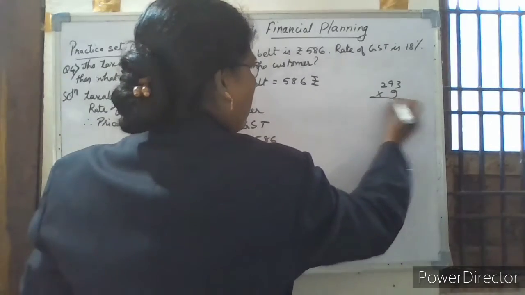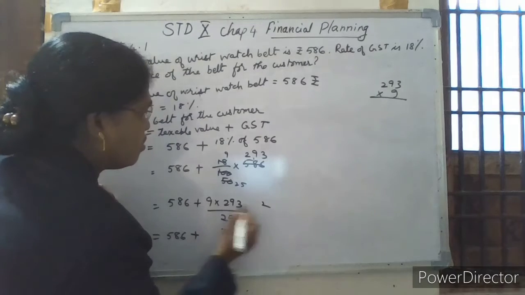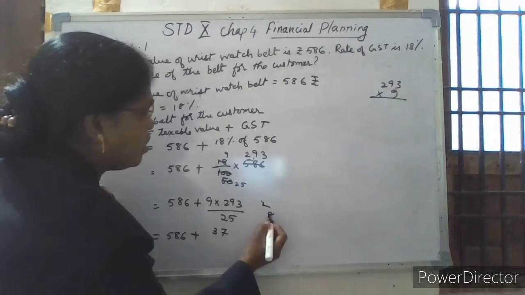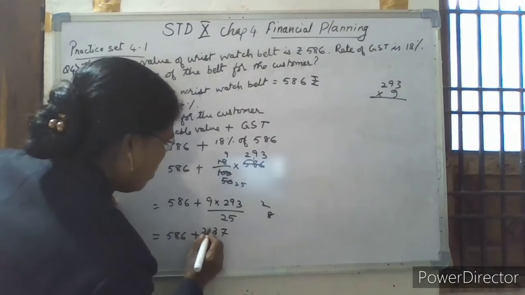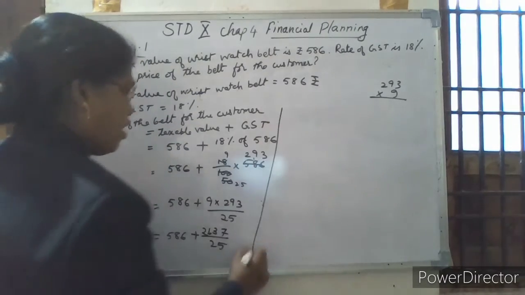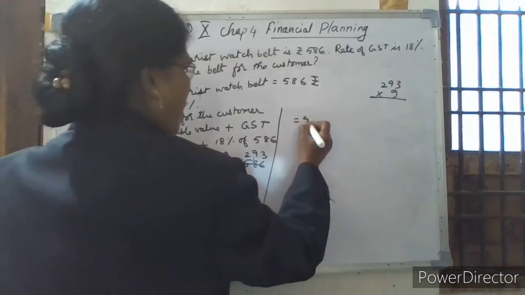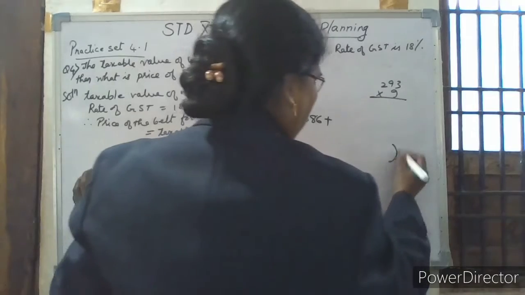9 3s are 27, carry 2, 9 9s are 81, 82, 83, carry 8, 9 2s are 18, 19, 20, 21, 22, 23, 24, 25, 26. This upon 25. So this is equal to, as we will continue, 586 plus. Now you have to divide this.